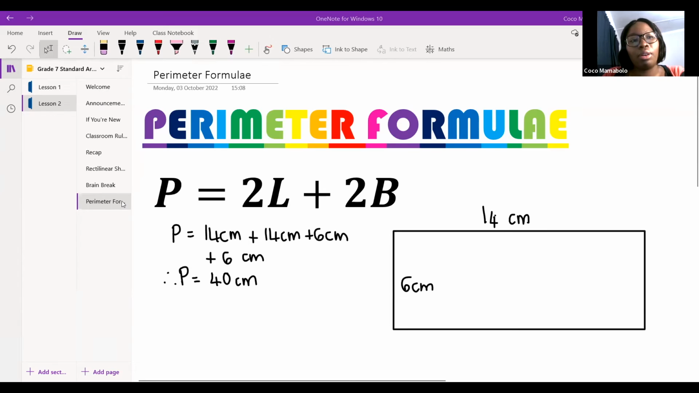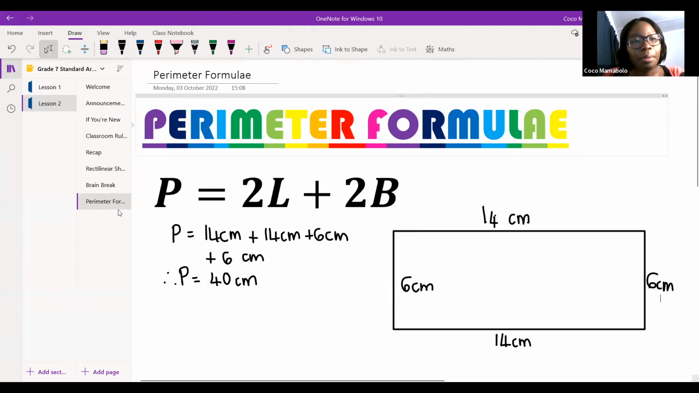Okay, now remember, Sange, it's a rectangle. The rectangle's opposite sides are always equal. So if this side is equal to 14 centimeters, this side over here will also be equal to 14 centimeters. And if this side here is equal to 6 centimeters, this side over here will also be equal to 6 centimeters. Now we're calculating for the perimeter of the entire rectangle. That's why Nkaniso can go 14 plus 14 plus 6 plus 6.